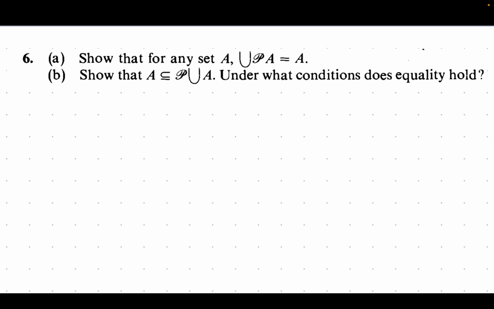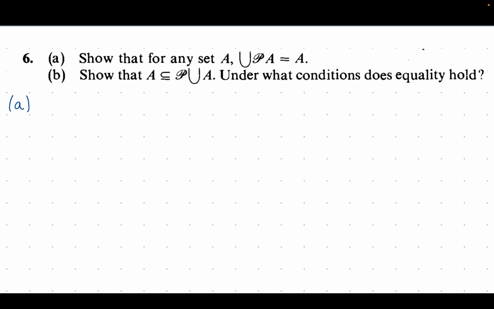Part A says, for any set A, show that the union of the power set of A is equal to A. And part B, show that A is a subset of the power set of the union of A, and it asks a follow-up question: under what conditions does equality hold? Let's start by approaching A first, since it seems just a little bit easier.